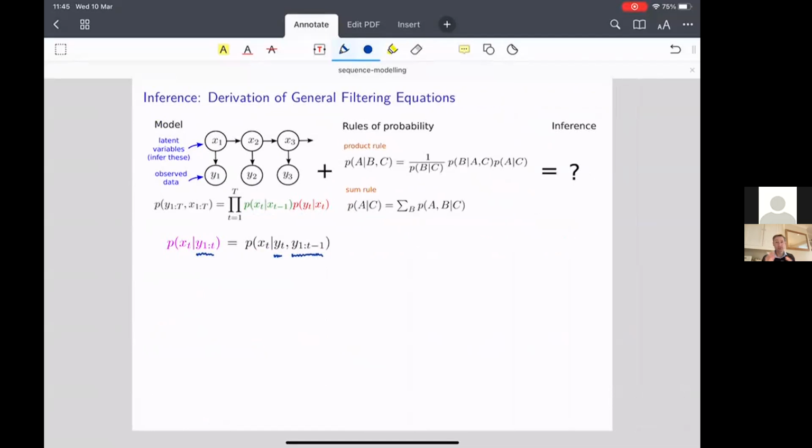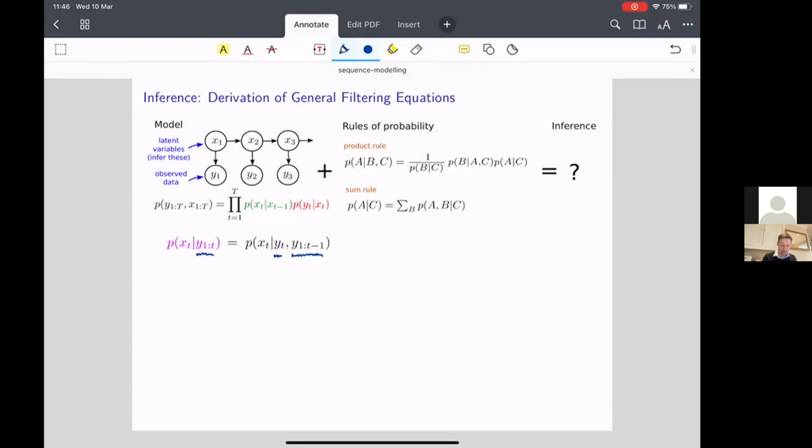And the reason why we're doing that is because we want to tease apart the contribution from the current y, yt, from all the y's that came before it, y1 to t-1. That was the flavor of the update that we saw on the previous slide. It took the current likelihood function and multiplied it by the information from all of the y's that came before that current time step. So that's why we're breaking apart here.